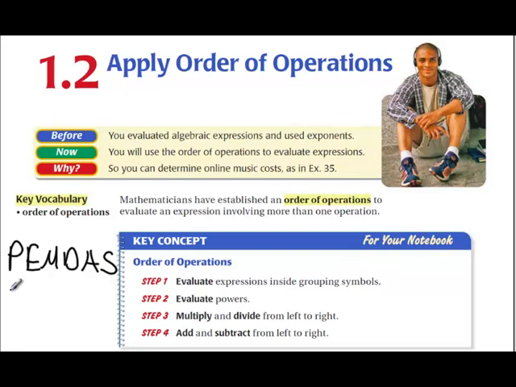Second step, you have to evaluate powers. So power is actually exponents. We can use also exponents. So E stands for exponents. Step 3 says multiply and divide from left to right.